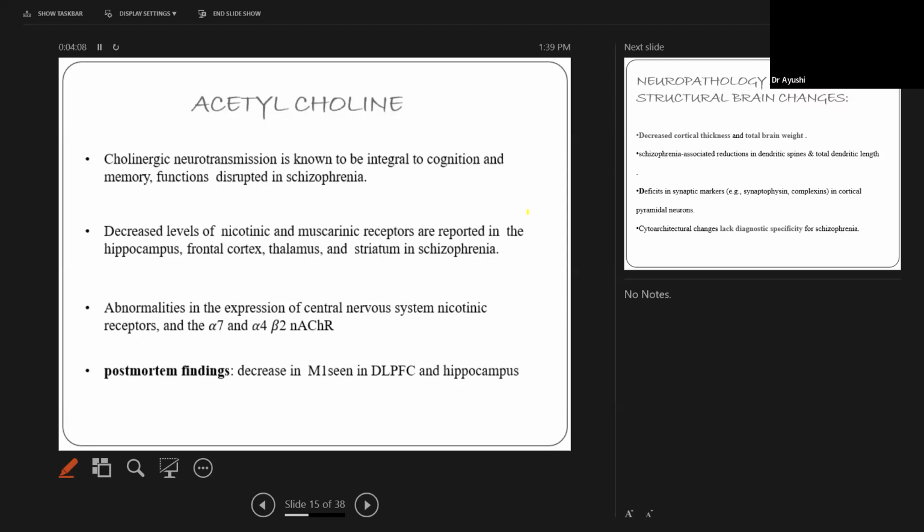Smoking is also important, not only in cognition but also in auditory aspects. Patients may have it.